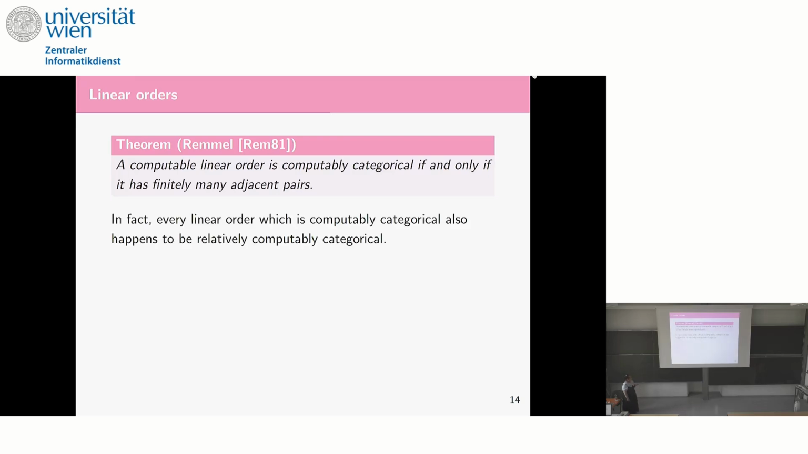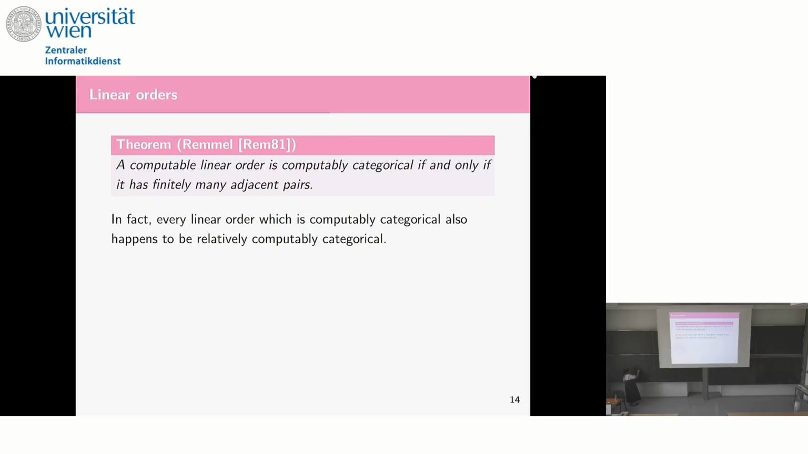So, and then in fact, because of the nice syntactic characterization of relatively computably categorical, well, it does take some work, but you can see that every linear order that's computably categorical has to also be relatively computably categorical. Okay, so in some sense, if it's already CC relative to 0, then it's just forced to be CC relative to all of the degrees at the same time.